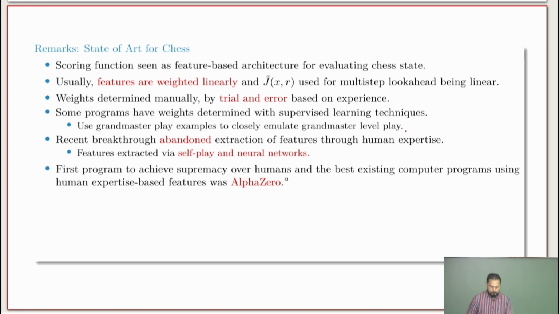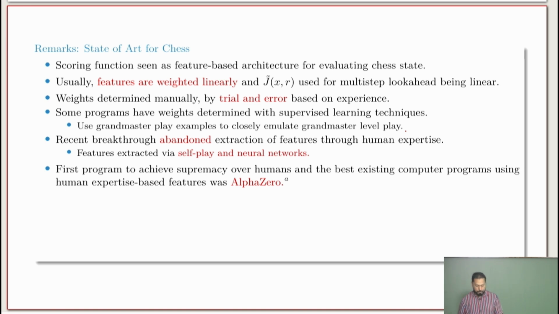So the first program to achieve this supremacy over humans is AlphaZero by DeepMind, where it extracted useful features by itself. You did not even have to tell it what the current board positions are, what the positioning of your pieces is, and so on. So it learns from scratch. Okay, so that was a breakthrough.